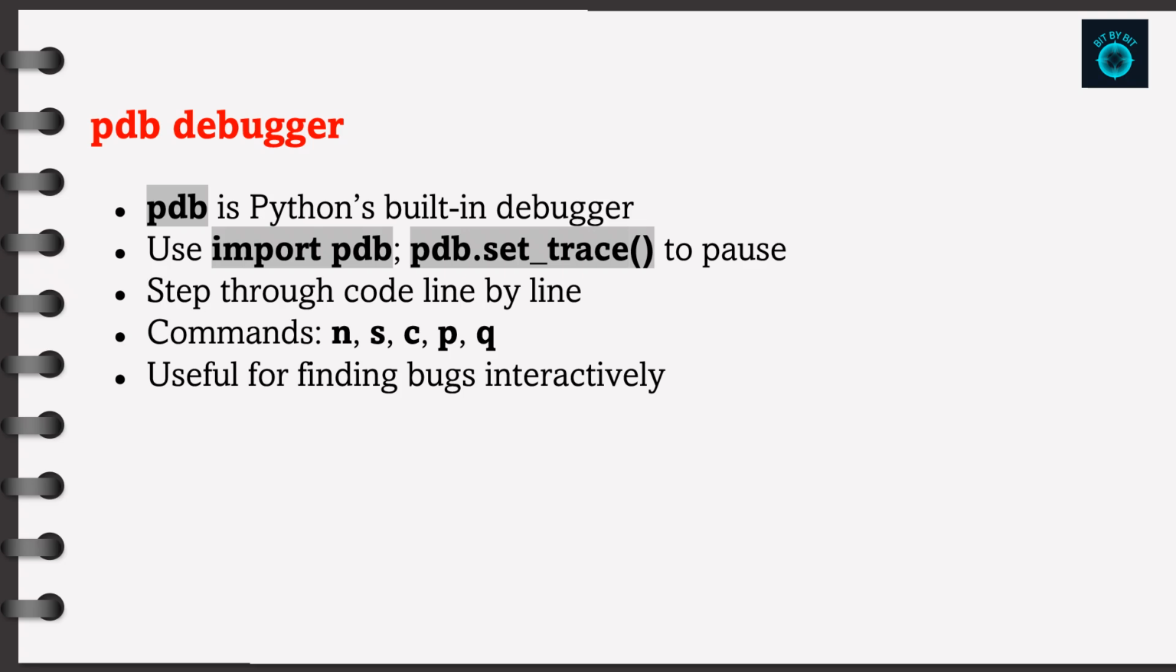Some useful commands are n for next line, s to step into a function, c to continue running until the next breakpoint, p to print a variable, q to quit the debugger. PDB is extremely helpful for tracking down tricky bugs interactively and understanding how your code executes in real time.